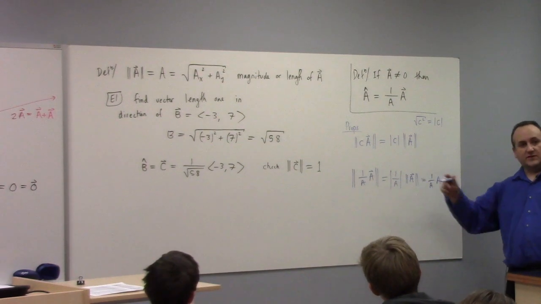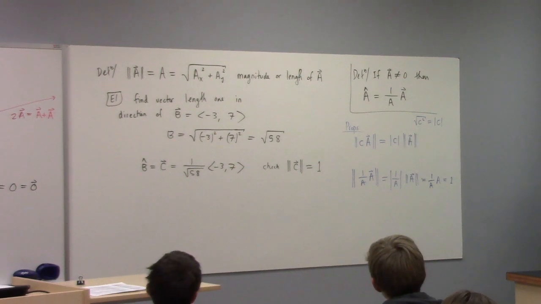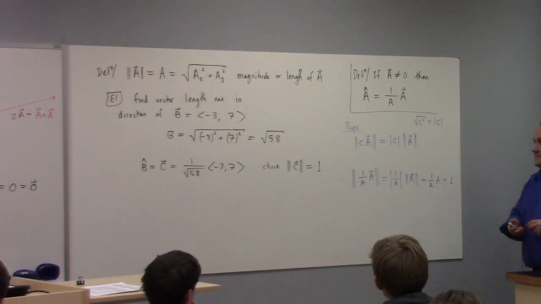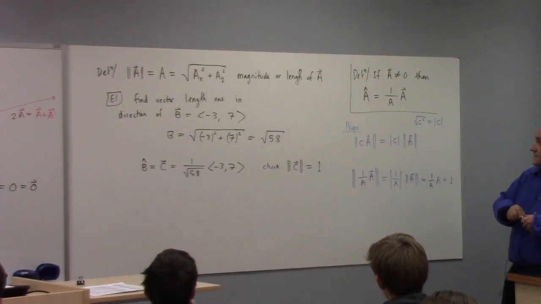So this is a unit vector. It's a vector of length 1. I finally now have the mathematics to make good on my claim: a vector is a magnitude and a direction. What's the magnitude? The magnitude is the length of A. What's the direction? A hat. That's what it is. And so if you take this equation right here and you rewrite it, what do you have?